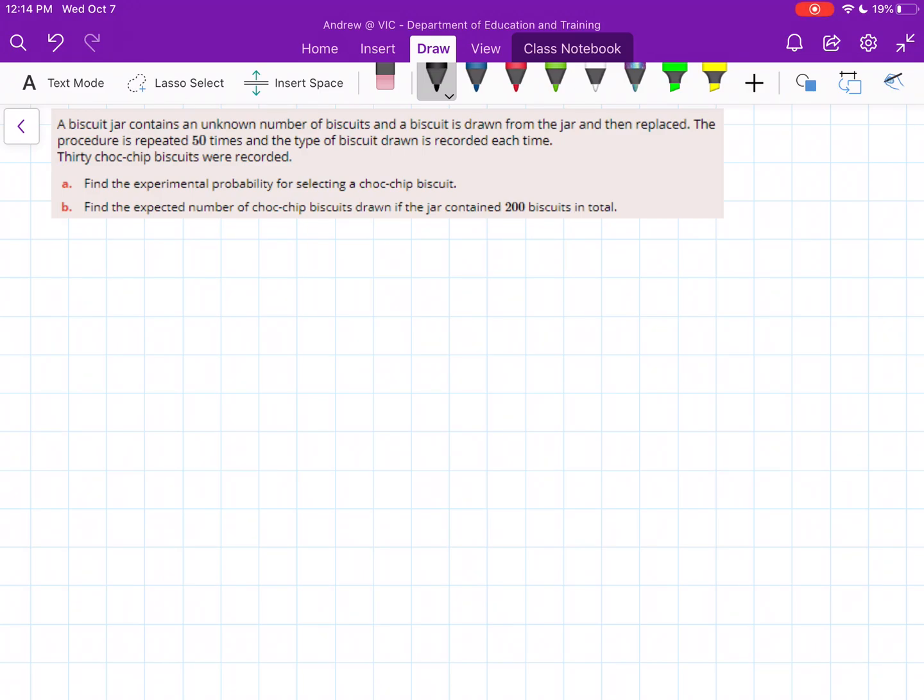G'day everyone, in this video we're going to be looking at experimental probability and working out a problem based on this. So just remember, experimental probability, just a shorthand, is equal to the number of times the outcome occurs, or happens, I'm just shortening it, so how much it occurs, over the total number of trials. So I'm just going to put occurs over trials. So that's what you need to remember with experimental probability.